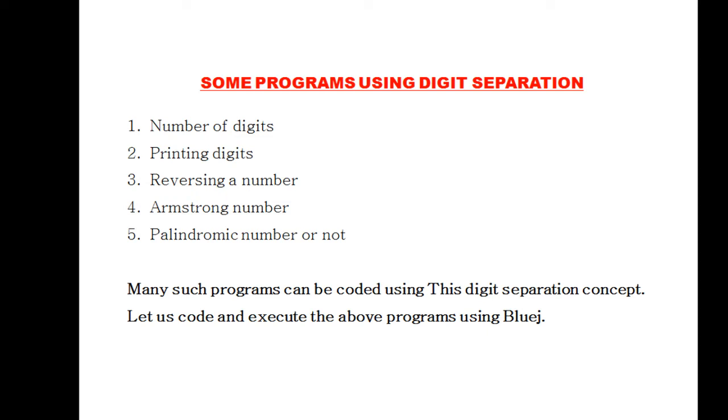You can enter a number and check whether it is an Armstrong number or not. For Armstrong, palindromic or any other kind of number, the logic will be given and according to that you have to do the program. So you can do Armstrong number, you can also check palindromic number or not with digit separation. Many such programs can be coded using this digit separation concept. Let us code and execute the above programs using BlueJ.